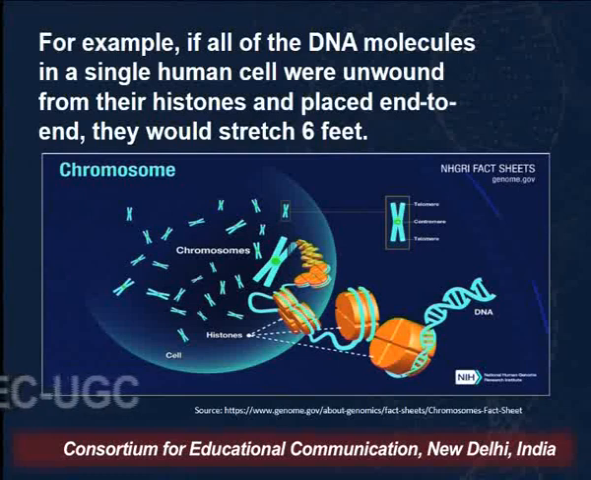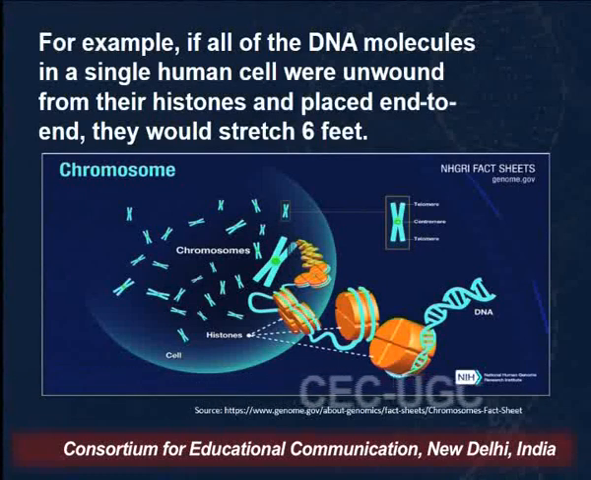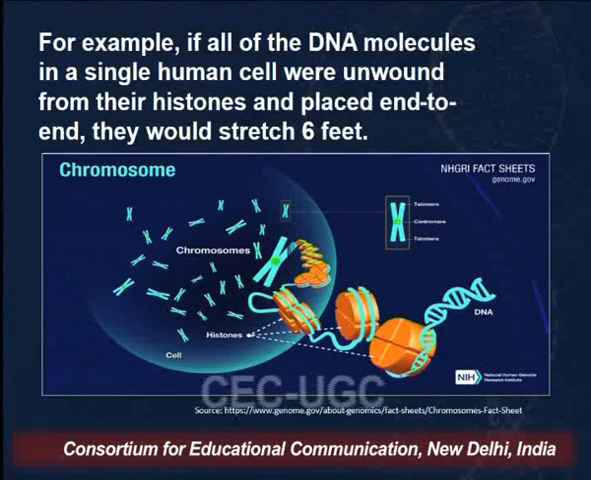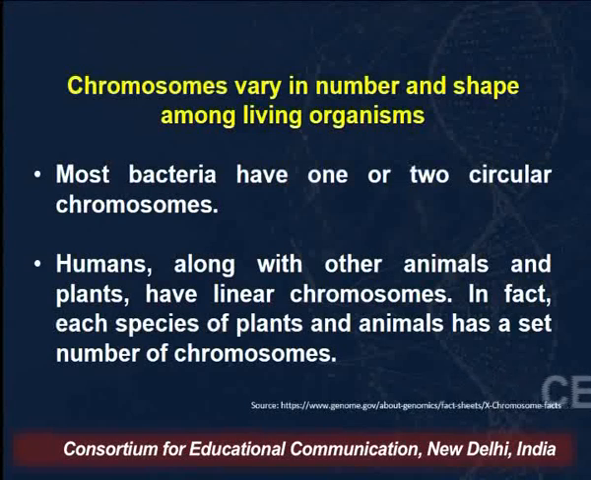The DNA molecule is unwound so that the transcription or replication process can go about. Since it is wrapped on the histone, the unwinding of the DNA has to take place during these processes. Now, the chromosome numbers vary among living organisms.